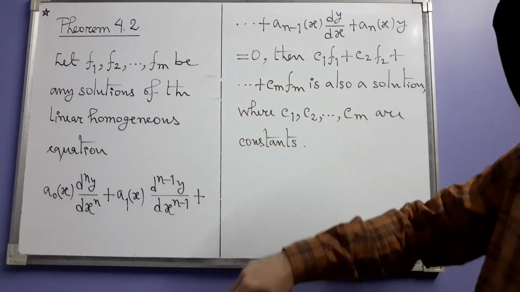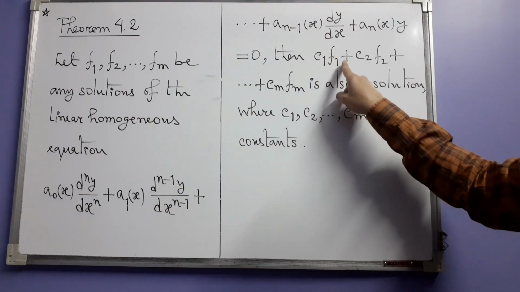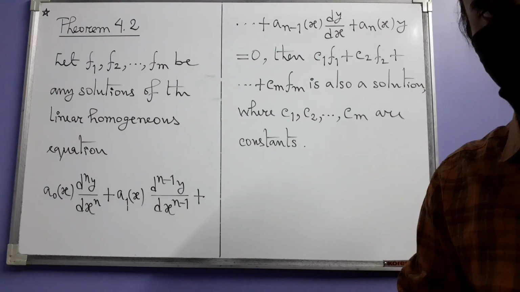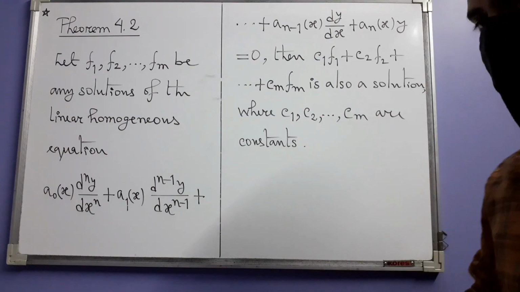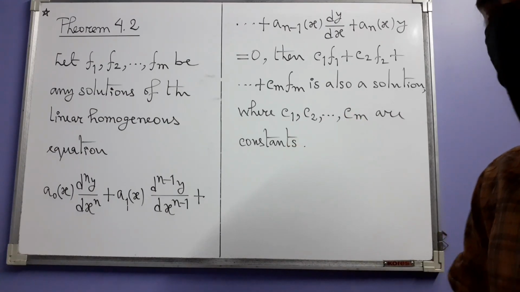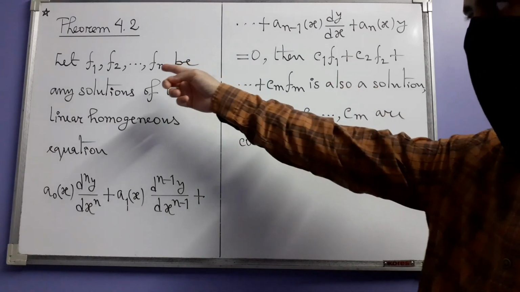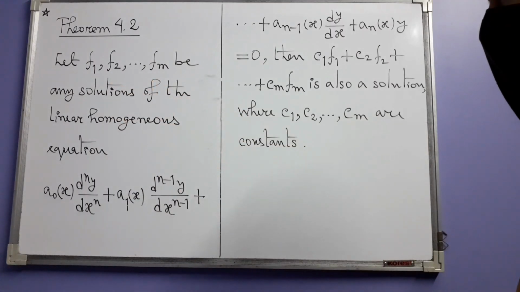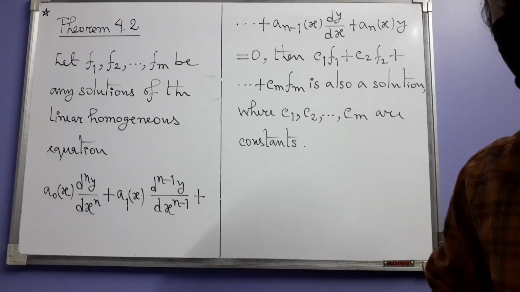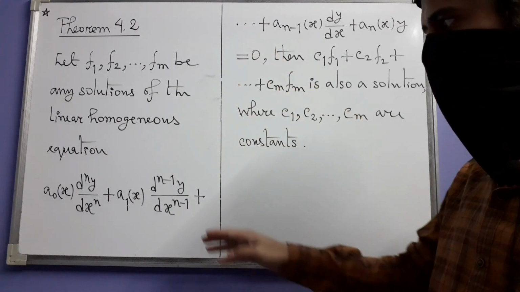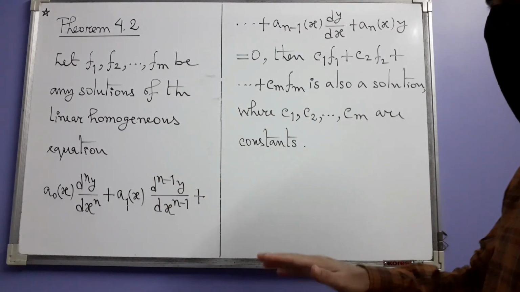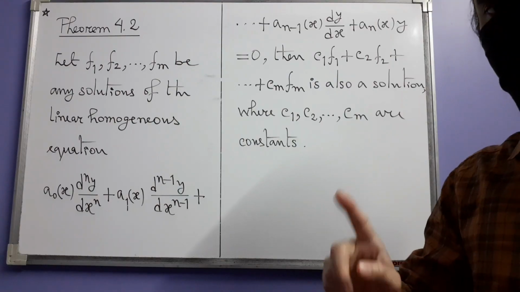If these are all solutions of this equation, then c1 f1 plus c2 f2 and so on plus cm fm is also a solution, where these ci's are constants. That means these are real numbers that do not change with x, where x is the independent variable of these functions, say. And such a combination is called a linear combination of these functions. So that means this theorem is saying that if you have any number of solutions of a linear homogeneous equation, then any linear combination of those solutions is also a solution.